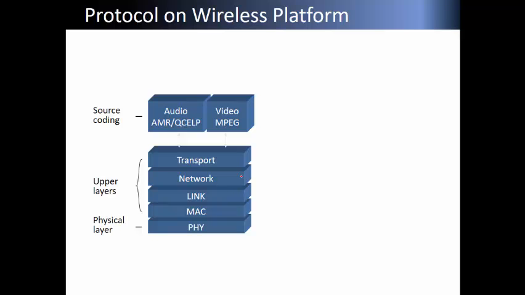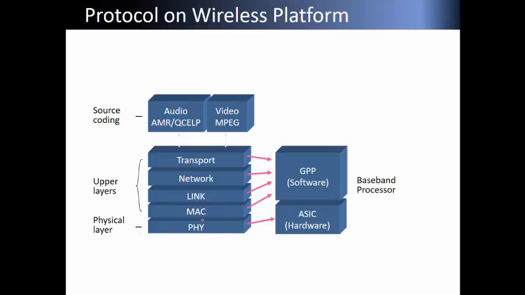So, protocols on wireless platforms. We have a source, then we have source coding. Okay, it can be MPEG formats, for example, in the application layer, and goes into the transport layer, network layer, link layer, MAC layer, and physical layer. And then it goes into some other process, and then finally it's transmitted over the air, right?